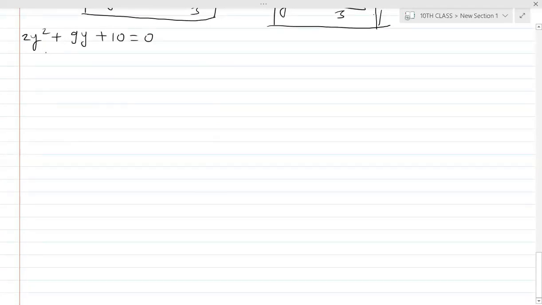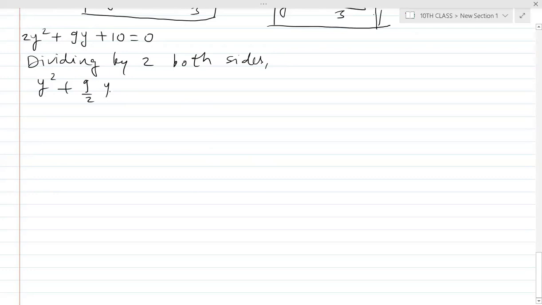First we are going to make the coefficient of y square 1. Here we need to divide by 2 on both sides. What will happen? The equation becomes y square plus 9 by 2 y plus 10 by 2 equals 0. 2 5s are 10. The equation becomes y square plus 9 by 2 y plus 5 equals 0.